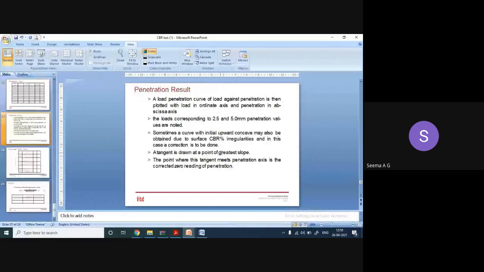The experiment is already done in the lab. Once again, you can do all the computations and you can submit.